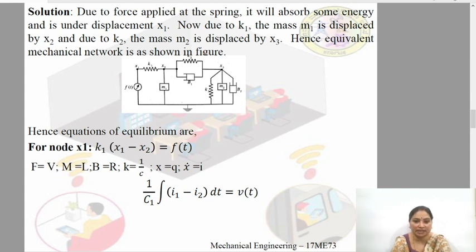For the node 1, that is x1, we can write it as k1 into (x1 minus x2). Since we are considering the node 1, we have to take x1 first. So k1 into (x1 minus x2) is equal to f of t. Now writing the force voltage analogy, replacing with the analogous terms, the analogous term for k1 is 1 by c1 integration of (i1 minus i2) dt is equal to v of t.